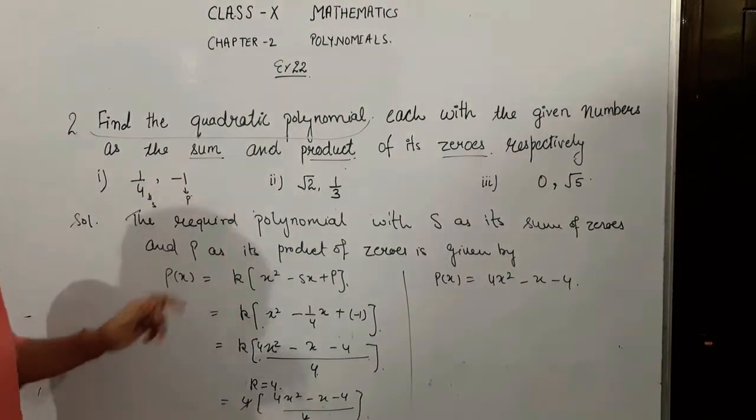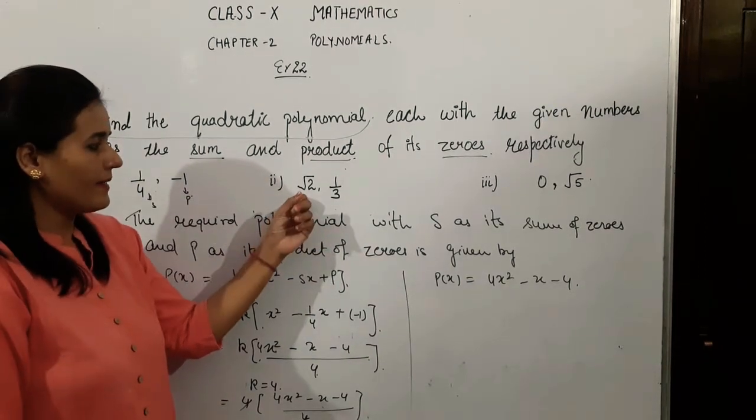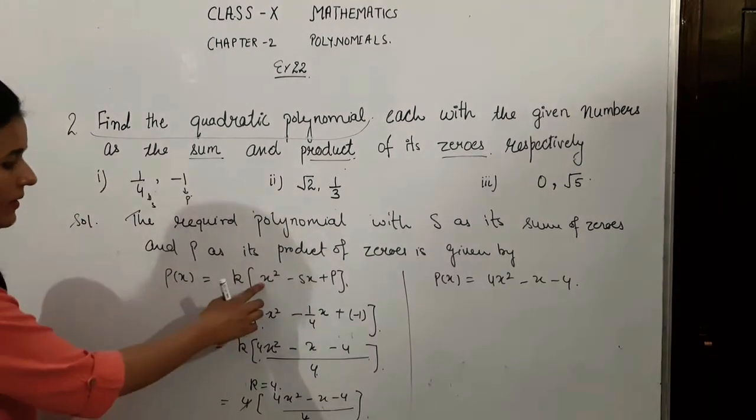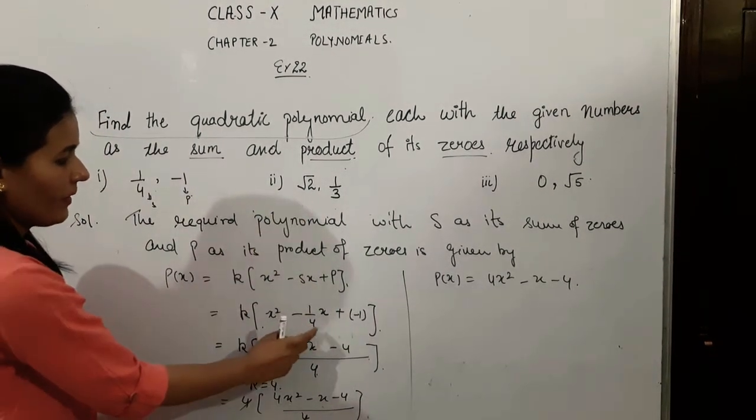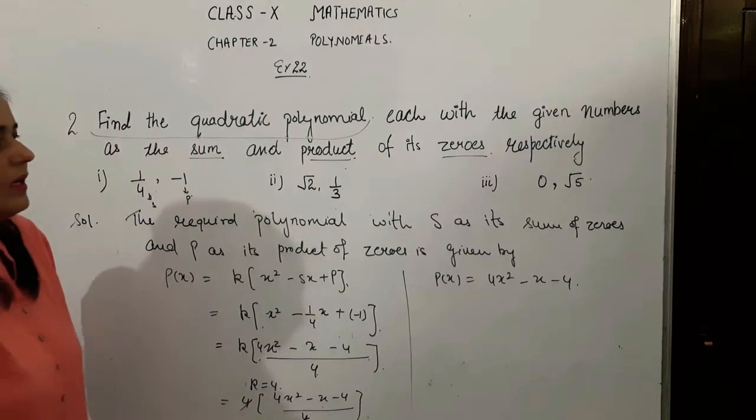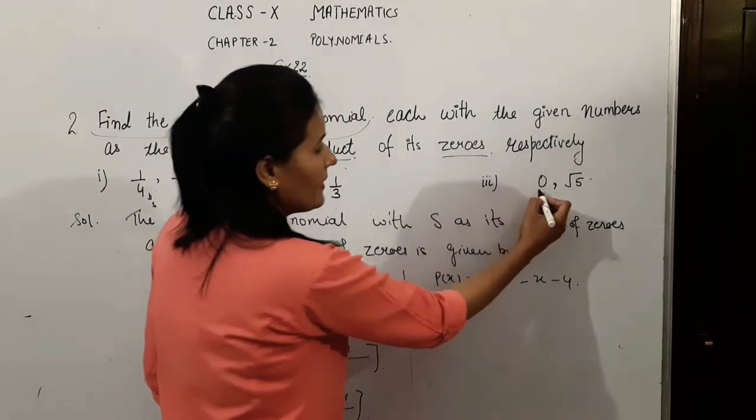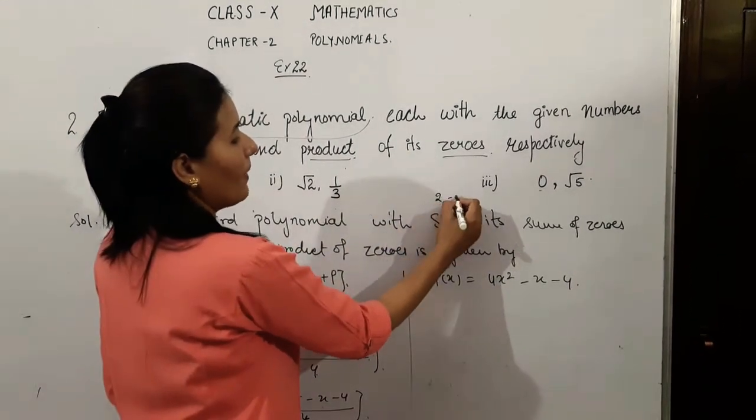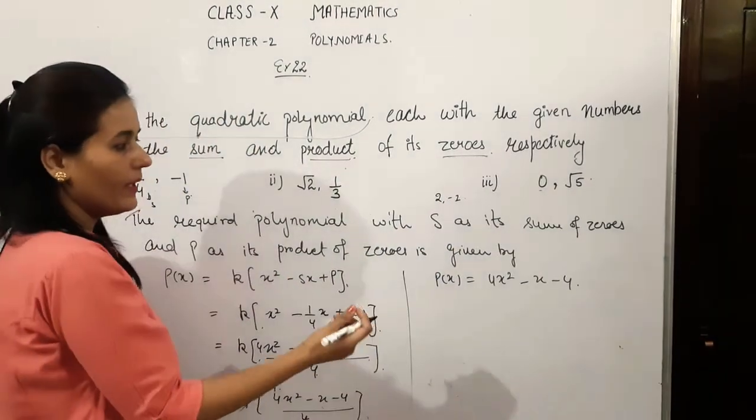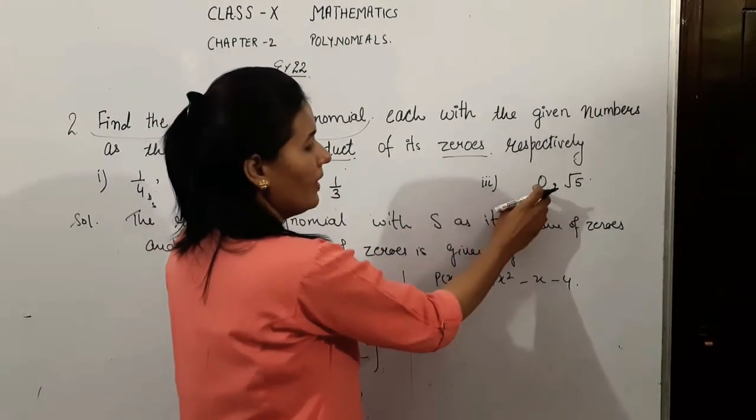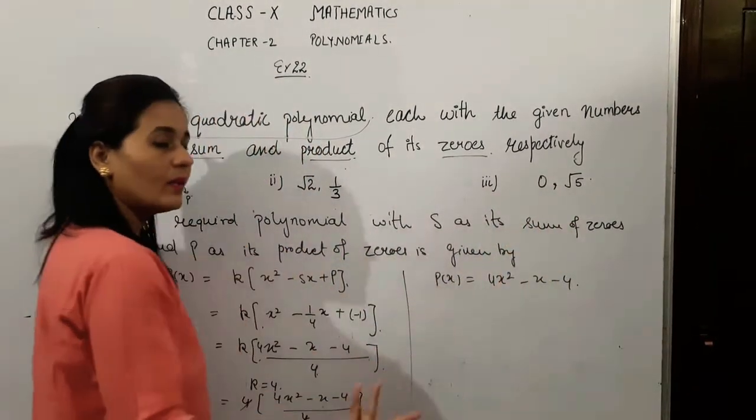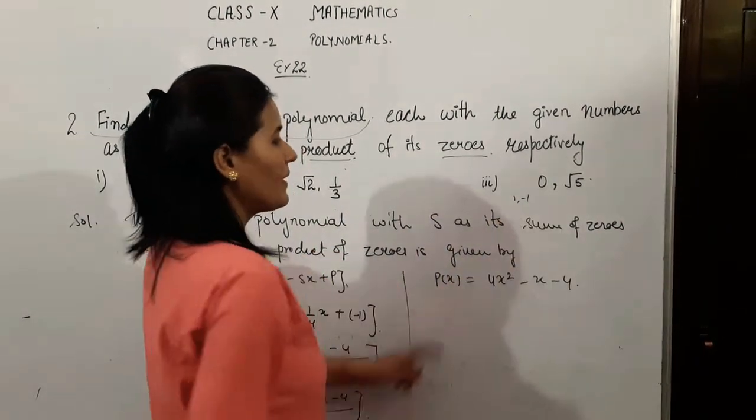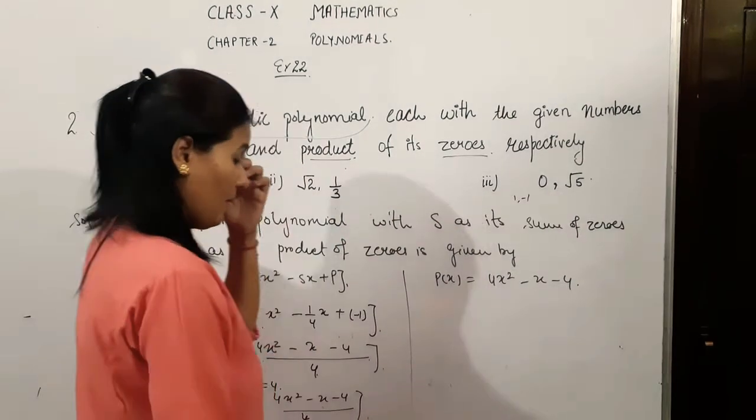Okay. In the same way you can do the second part. Here s is 1 root 2 and p is 1 upon 3. Just replace the values in this formula. Okay. In the third part we have the sum as 0. This is possible because if the zeros are 2 and minus 2, the sum will be 0 only. So this case is possible, right? Don't wonder how the sum will be 0. If one is positive and one is negative, the sum will give you 0.